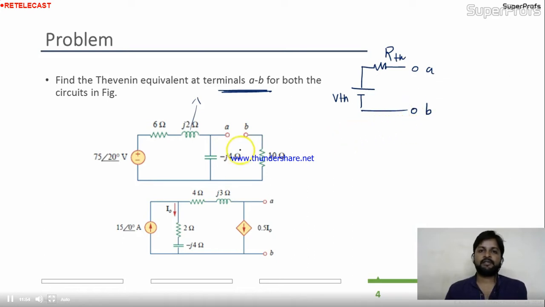What is the procedure to calculate R equivalent of the circuit? To calculate R equivalent of the circuit, you have to turn off all the independent energy sources. Here we are having only a voltage source.